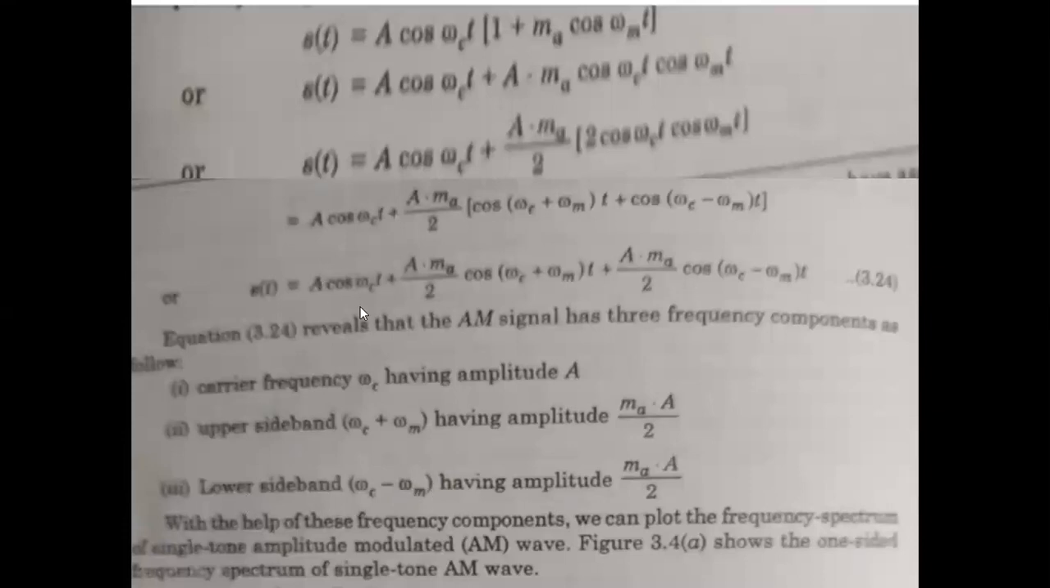So in this expression, A is the carrier amplitude and A into m by 2 is the lower side band and upper side band magnitude. The lower and upper side bands are present at omega c plus omega m, that is the upper side band, and omega c minus omega m is the lower side band. So this is a single tone amplitude modulated signal.